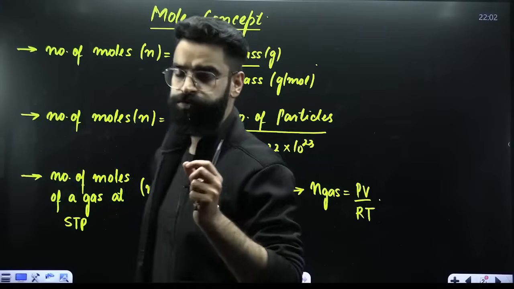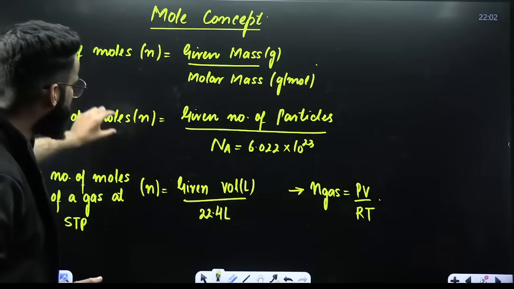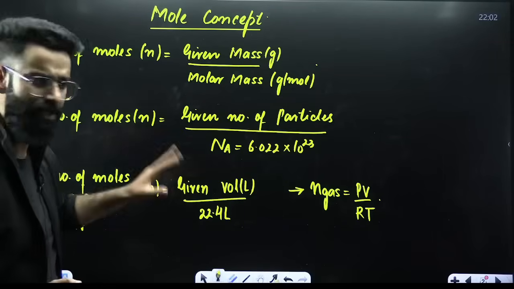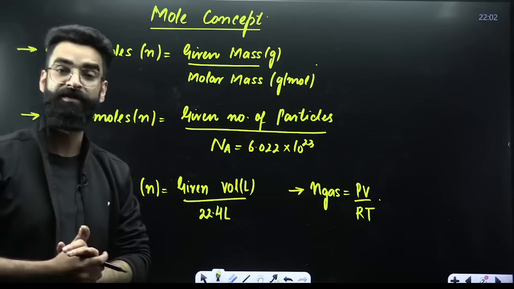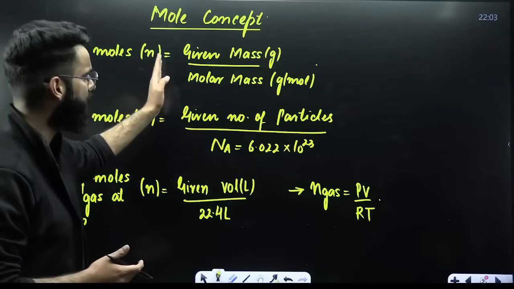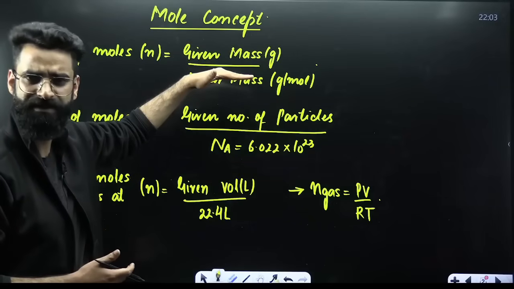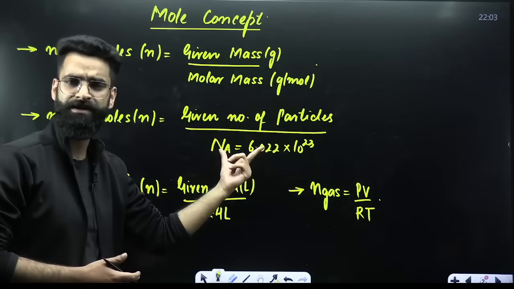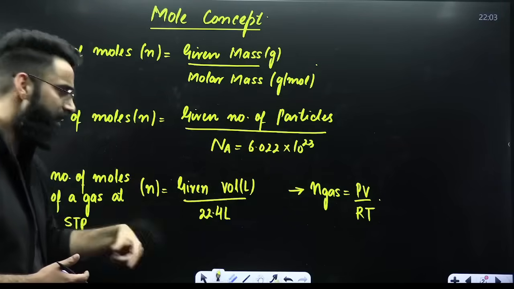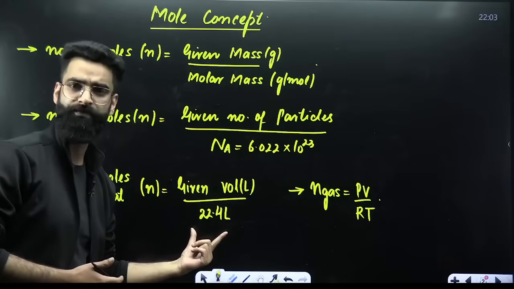First of all, let's start with the mole concept. In the mole concept, how many ways do we have to calculate number of moles? You know, there are 3 ways by means of which we can calculate number of moles of a particular substance. The first formula is given mass of the substance in grams divided by molar mass of the substance. Given number of particles of the substance divided by Avogadro's number, that again gives me the moles. Given volume of the gas at STP divided by 22.4 liters.